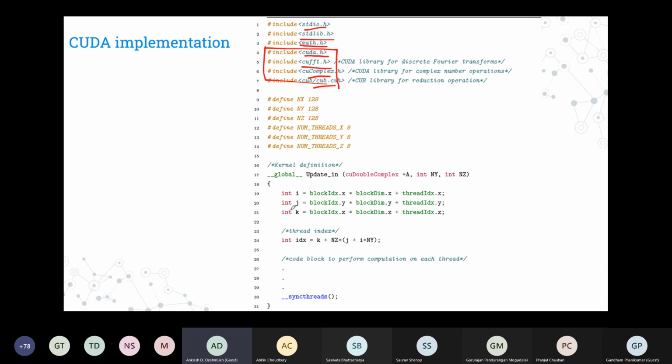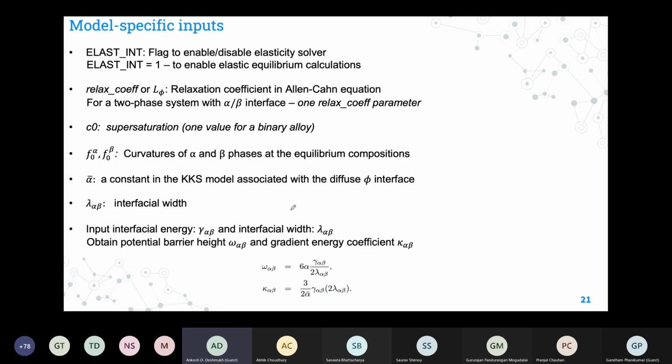So there are some model-specific inputs in the library. I will come to that. I'll demonstrate. Among the model-specific inputs, there is one called elastint, which has to be toggled to 1. You cannot toggle it to 0. If you set it to 0, it disables the elasticity solver. If you want to use the elasticity solver, you have to toggle it to 1.